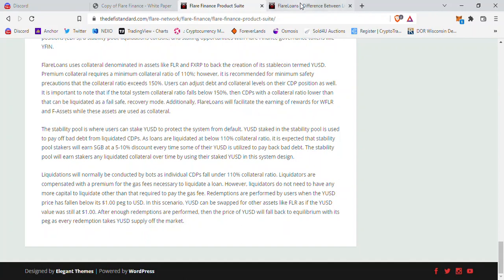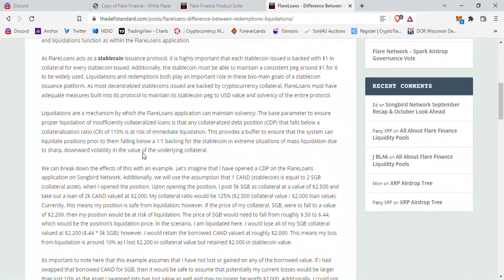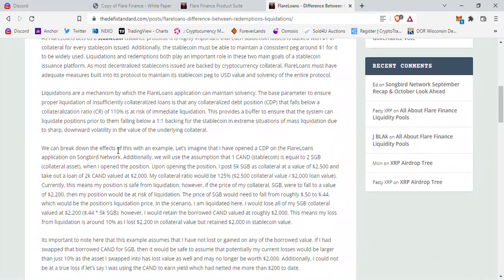And then finally, I just want to jump into the risks of taking out a loan or collateralized debt position. We can break down the effects of this with an example. Let's imagine that I have opened a collateralized debt position on the FlareLoans application on Songbird network. Additionally, we will use the assumption that 1 Canary Dollar, the stable coin of that network, is equal to 2 Songbird, which is the collateral asset that we're using to get this Canary Dollar.